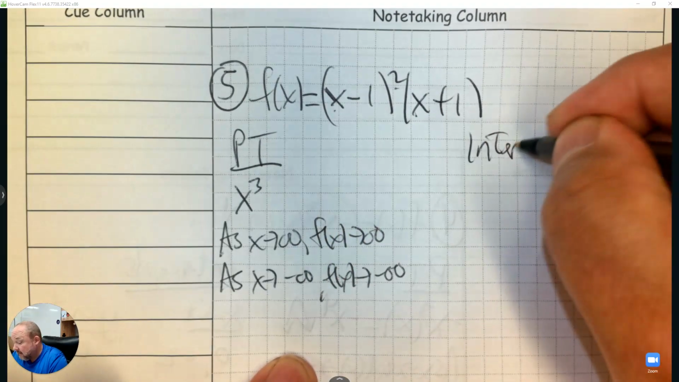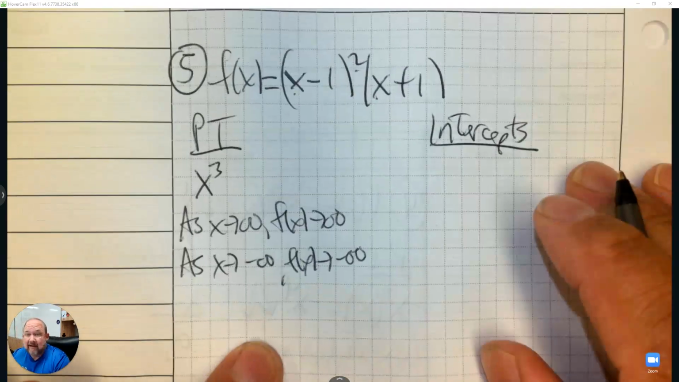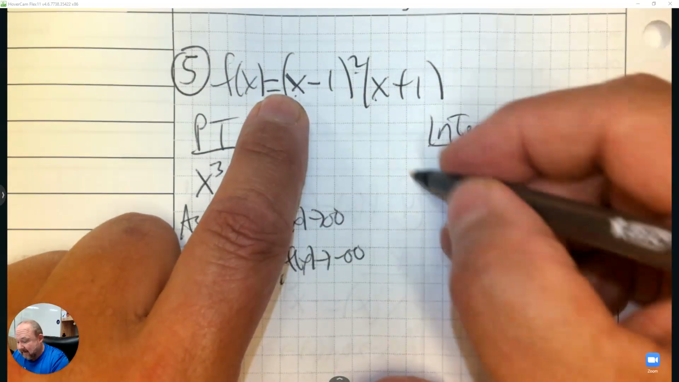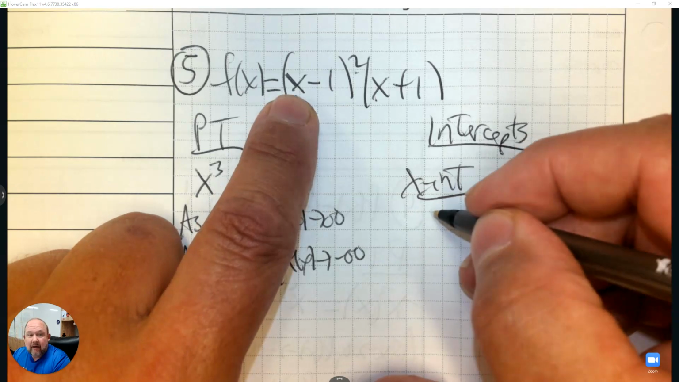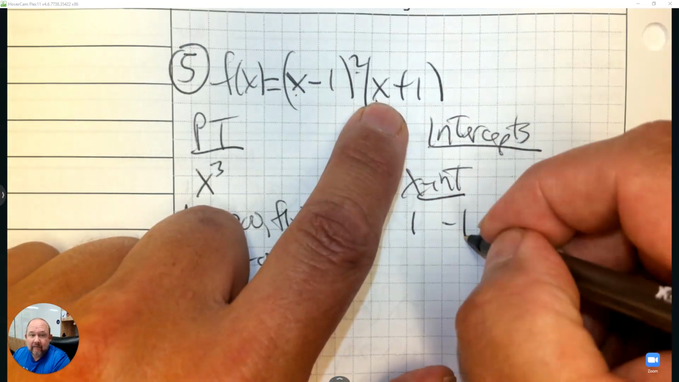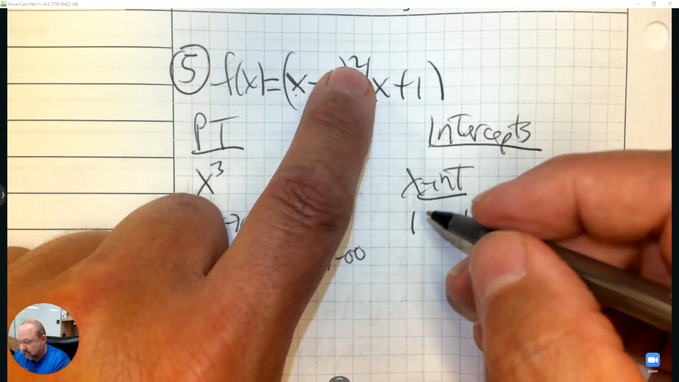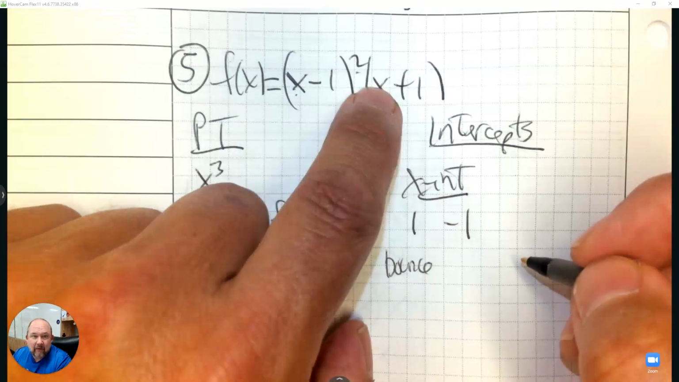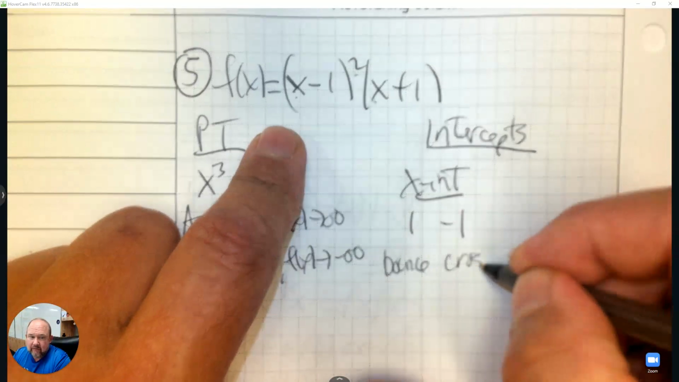I want to find the intercepts. Again, you can press pause at any time. So we're going to find the power term, which gives me the ends, and the intercepts. So the x-intercepts are positive 1 and negative 1. Positive 1 has an even exponent, so it's going to bounce. And negative 1 has an odd exponent, so it's going to cross.